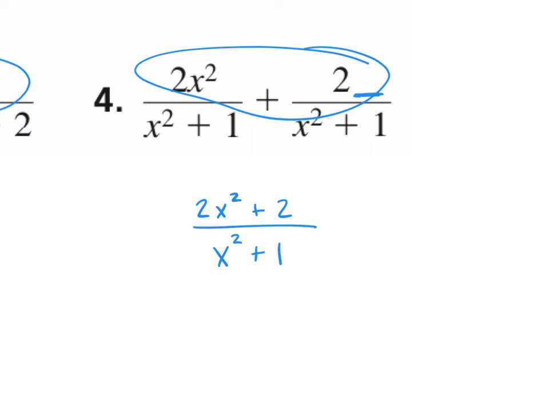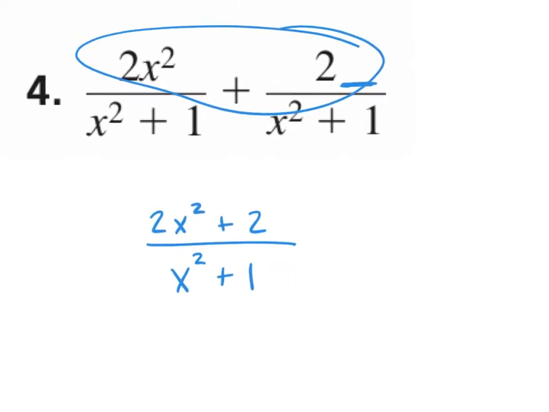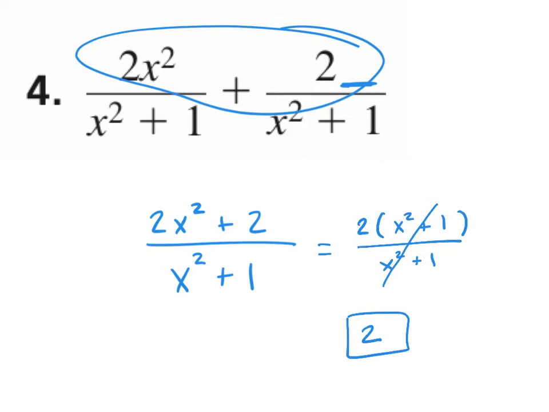Do you see anything special about this that maybe we can simplify it a little bit? We don't want to combine them. Do we have anything in common on the top that we could take out? The 2. And when we take out the 2, what are we left with? X squared plus 1. And on the bottom we have x squared plus 1. So anything cancel? X squared plus 1. We're left with 2. So we're just left with 2. And that's our answer.